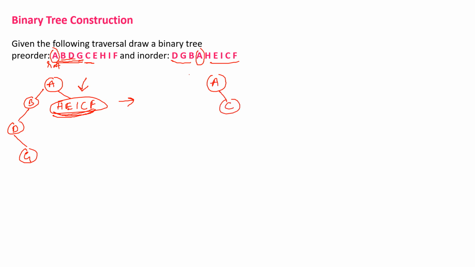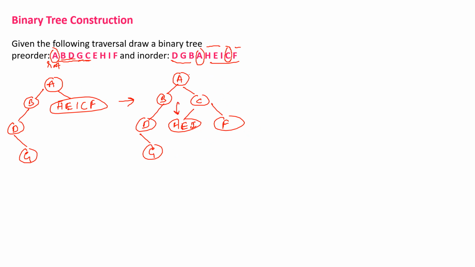Now we have to decide whether these nodes go to the left or right of C. For that, check the inorder. In the inorder traversal, towards the left side of C we have three nodes H, E, I. So H, E, I nodes are present in the left subtree, and towards the right of C we have node F. So that's why F is the right child of node C, and we have already constructed the left subtree which contains nodes B, D and G.